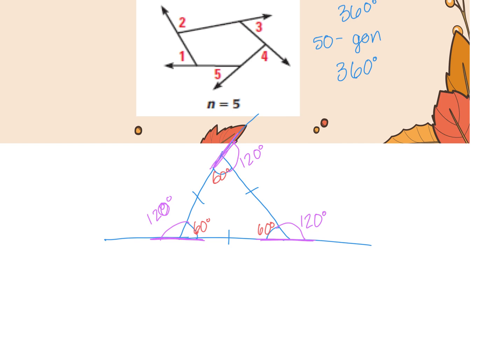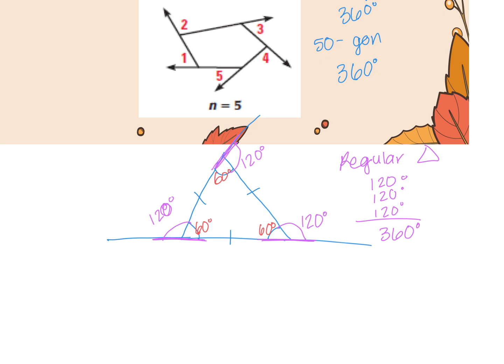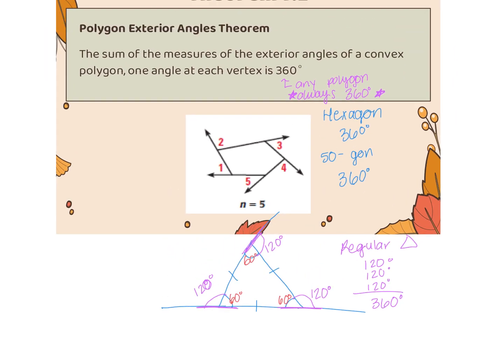Okay, and looking at it for my regular polygon, which is my triangle, if I add all 120, 120, 120, all of my exterior angles, that's going to give me a total of 360 degrees. So it doesn't matter what kind of polygon you have, all the exterior angles added together equal 360 degrees. So if I were to ask you on a test or quiz, what's the measure of the exterior angles of any shape, make sure you write 360 degrees.